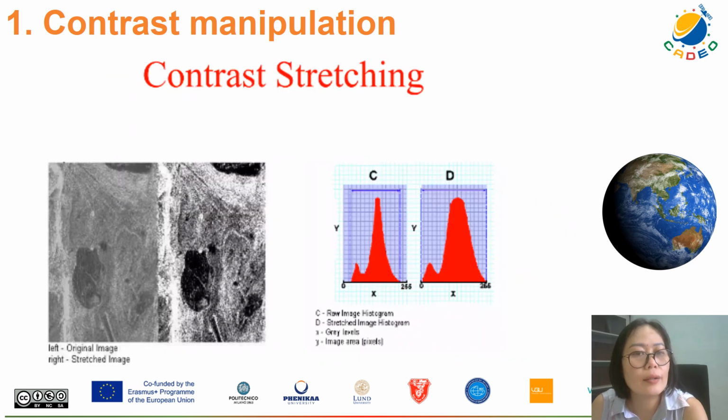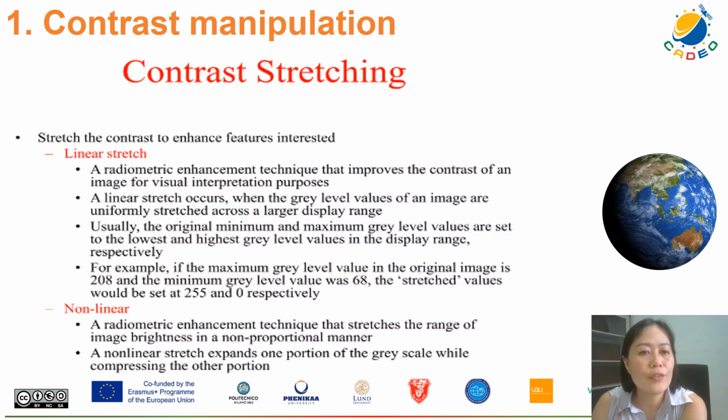Here is an example of contrast stretching before and after applying the technique. The left image is the original image and the right one is the stretched image. And you can see the histogram is different before and after the technique. There are different contrast stretching techniques, including linear stretch and non-linear stretch.